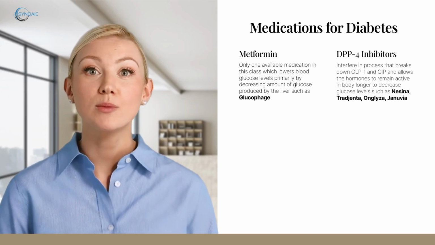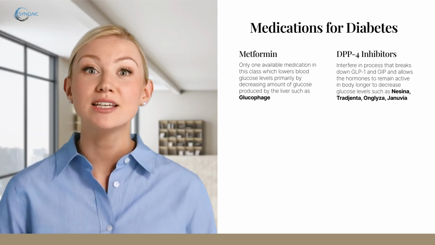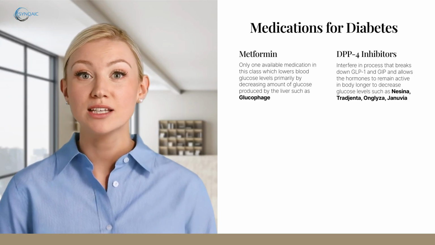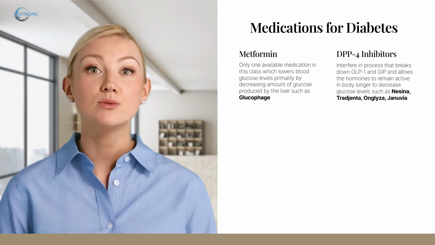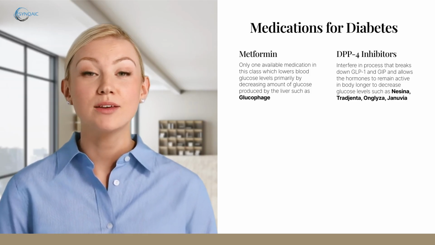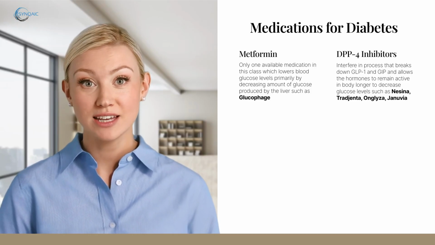DPP-4 inhibitors help improve A1C without causing hypoglycemia. They work by preventing the breakdown of naturally occurring hormones in the body, GLP-1 and GIP. These hormones reduce blood glucose levels in the body, but they are broken down very quickly, so it does not work well when injected as a drug itself.